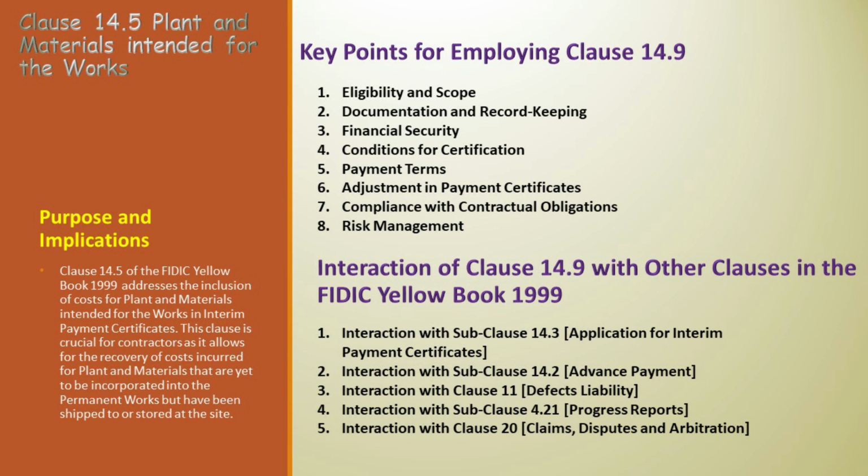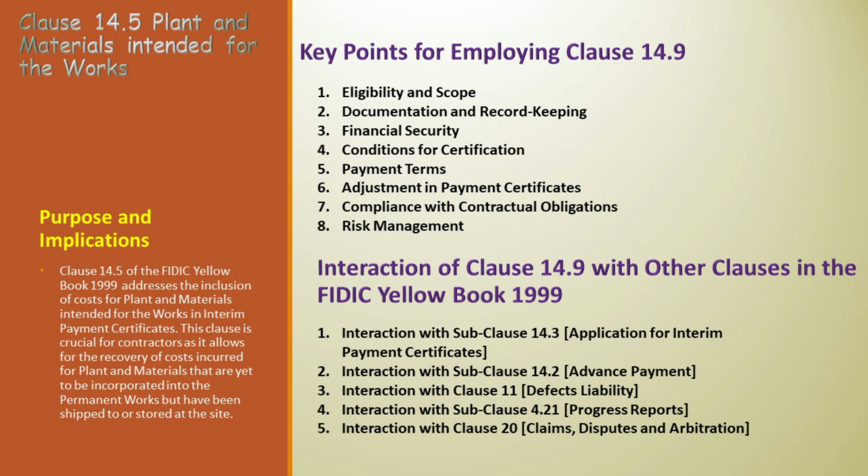1. Interaction with Subclause 14.3, Application for interim payment certificates. The relationship between Clause 14.5 and Subclause 14.3 is both direct and integral. Clause 14.5 mandates the inclusion of costs for plant and materials, which are on-site but not yet part of the permanent works, in the interim payment certificates. This synergy aids the contractor in recovering part of their investment in plant and materials early in the project, thereby enhancing cash flow and overall financial management.